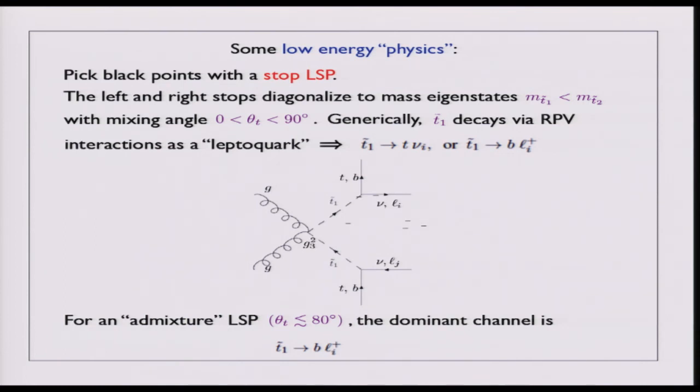And generically, you can ask what the decays via these R parity violating interactions are, as I showed you before. They tend to be what's called leptoquark decays, either to a top or bottom quark. However, when you have an admixture, which means that it's not predominantly right-handed, but a mixture of left and right, then it's the second channel that you get, into a bottom quark and a charged lepton. So here you have these gluinos that we heard about today. So here's another use of gluinos. They will decay into a stop and a stop bar, which then decays as a leptoquark. And in our case, it's going to be into a bottom quark and a charged lepton.